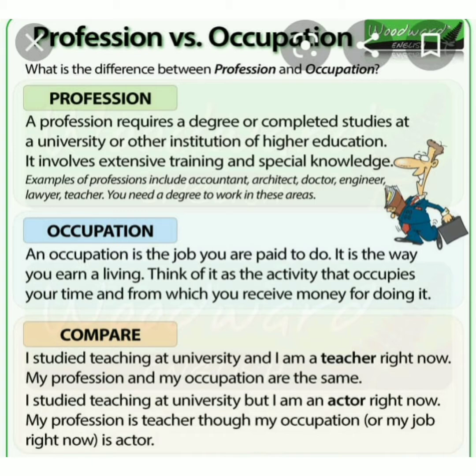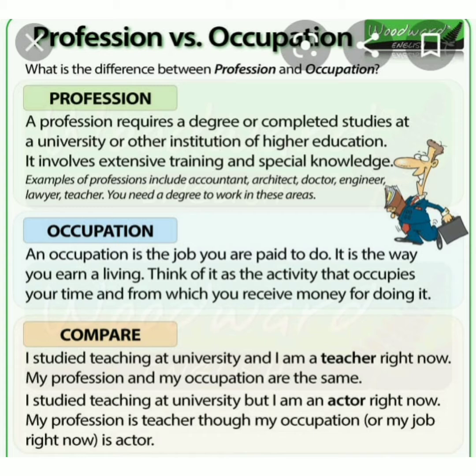While occupation. An occupation is the job you are paid to do. It is the way you earn a living. Think of it as the activity that occupies your time and from which you receive money for doing it. For example, craftsman and fisherman. That's right. Now let's compare.